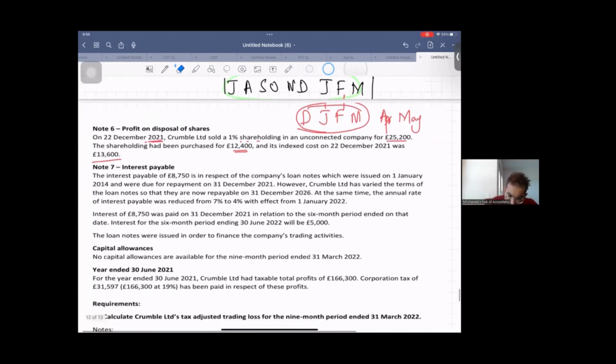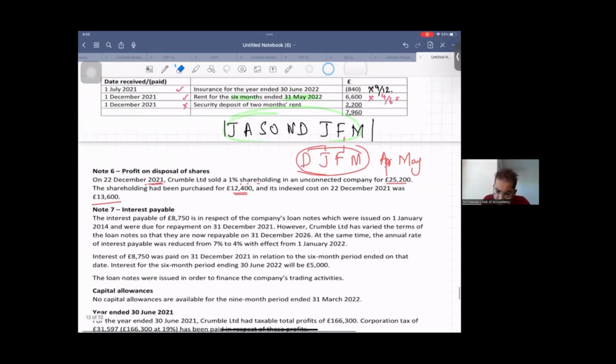Listen to me. First you tell me what's your accounting period. All of you come on actively. 9 months, only 9 months. This is the accounting period from 1st July to 31st March. Don't forget, 1st July to 31st March.